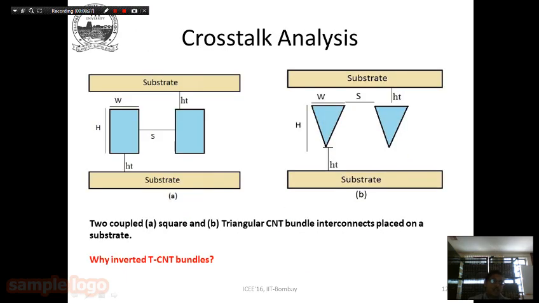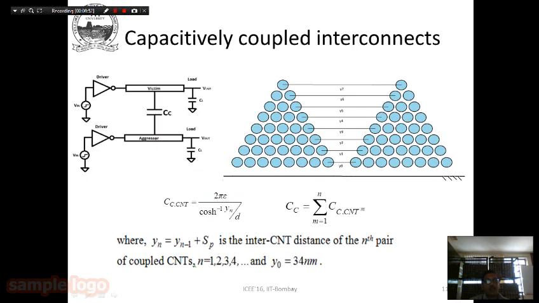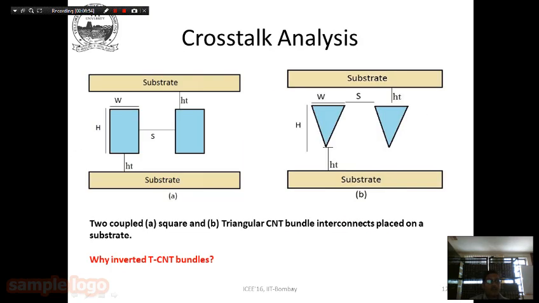The crosstalk analysis of the bundles was performed next, where we use two interconnects placed at a height of ht from the substrate. They have a height of h and a width of w, and they are separated by a distance of s from each other. We are using inverted triangular CNT bundles in the diagram, as discussed earlier. Why we are using triangular CNT bundles from the fabrication point of view will be explained in another paper or somewhere else.